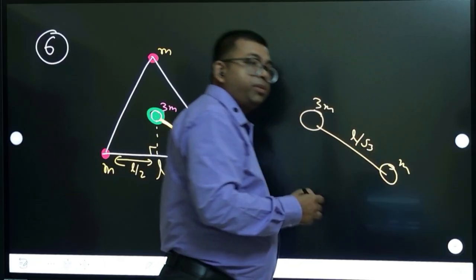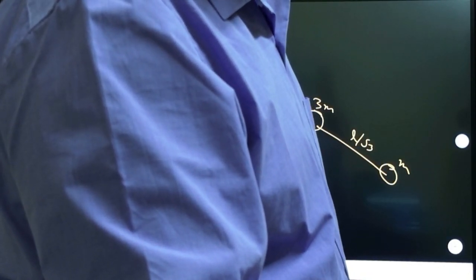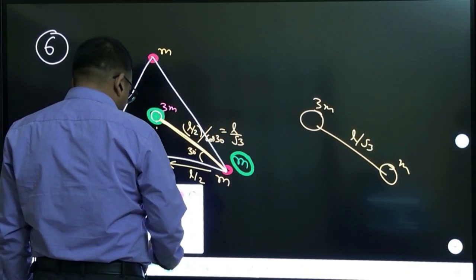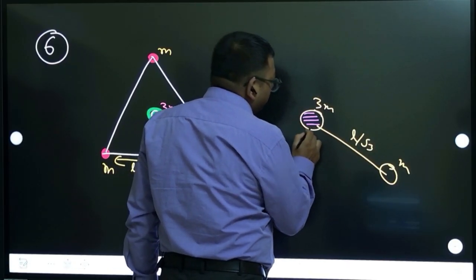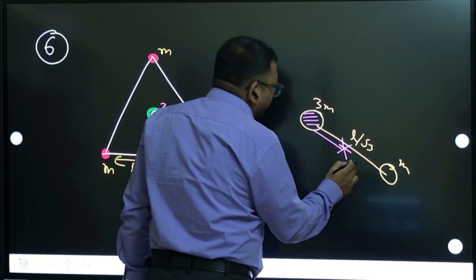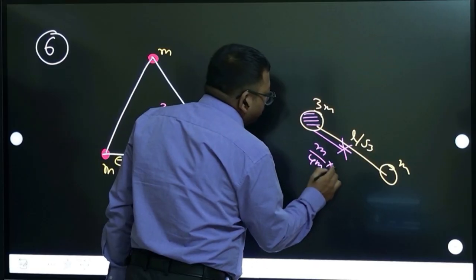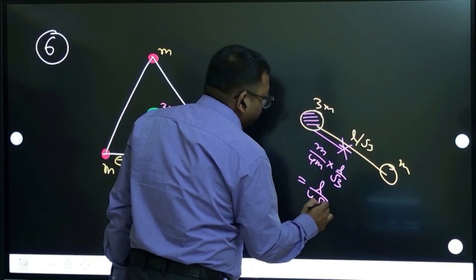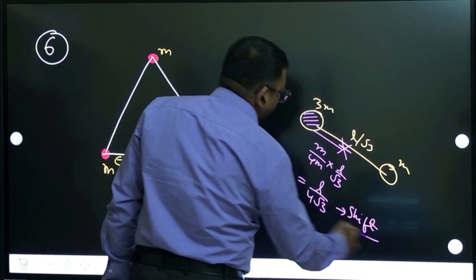Now tell me, for a two particle system, you know where the center of mass is. Directly you can calculate for a two particle system. Let us say calculate from here, because this was the original. From here they are asking the shift. So the new center of mass will be somewhere here. Calculate directly: this mass m divided by total mass 4m into the distance L by root 3. So that becomes L by 4 root 3. That is the shift in the center of mass. Clear? Yes.